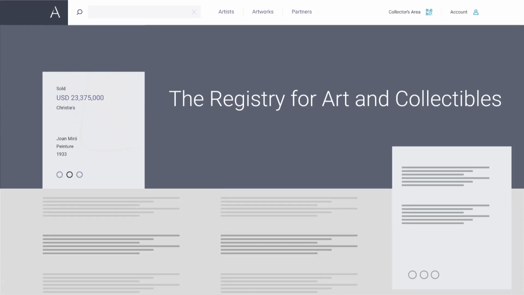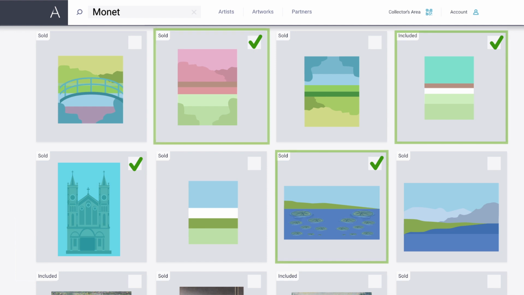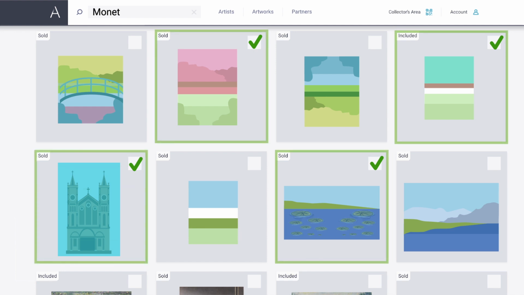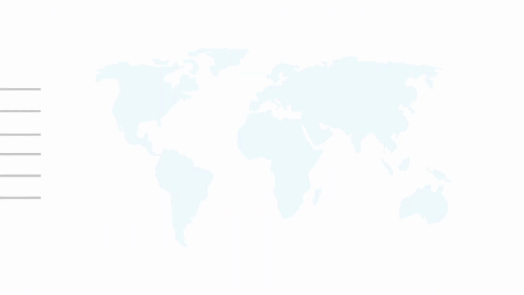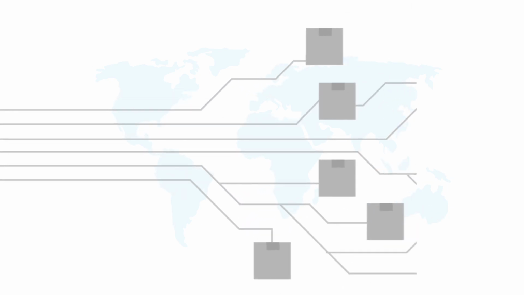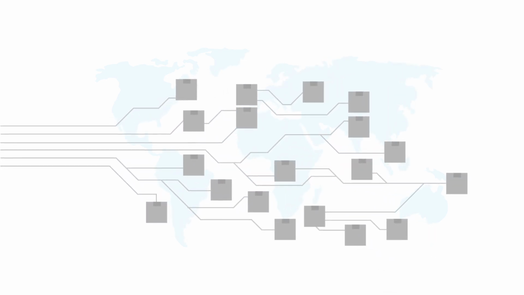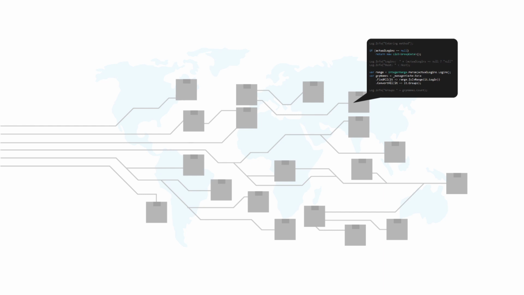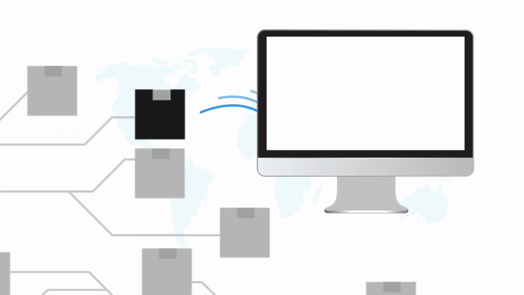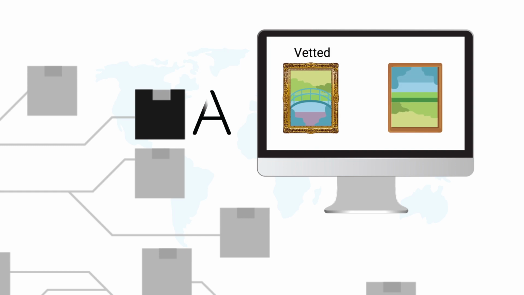The Artory Registry leverages the industry's first object-oriented database and clearly distinguishes vetted data buyers can trust from the millions of unvetted public records. Once the information has been reviewed by a vetting body, Artory uses the latest advances in blockchain technology to record the digital fingerprint of each piece on the Ethereum blockchain. This makes the information immutable and timestamped. Artory then issues a digital cryptographic certificate for each record, giving the collector proof of ownership.